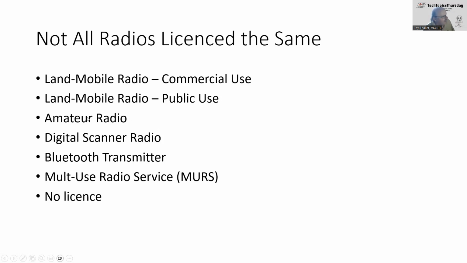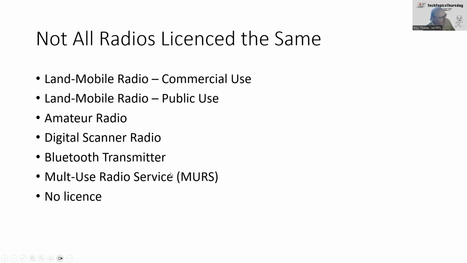And then you have your radios that are in fact licensed for amateur radio. There's actually quite a small number of these. And then you have most of your newer radios, like your Yaesu and your ICOM handhelds and mobile radios, which may actually be licensed as a digital scanner radio, or be licensed as a Bluetooth transmitter, and not actually be licensed as an amateur radio or as a land mobile radio.